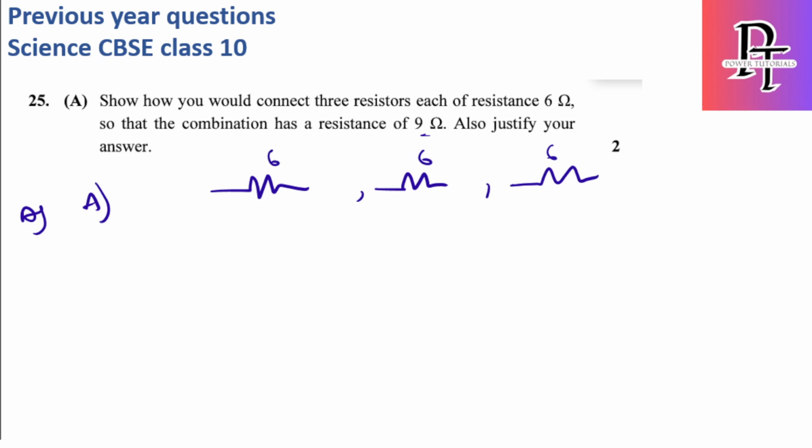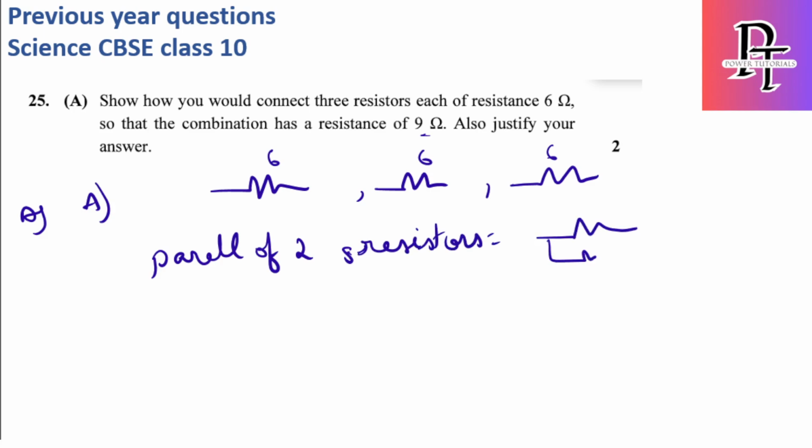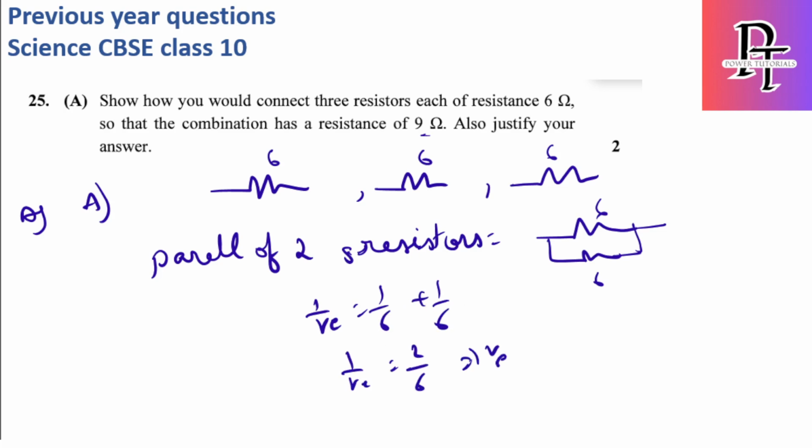So just see what will happen if two resistors are connected in series. It will become 12, but we want 9. So with two resistors connected in parallel, what will happen? Parallel of two resistors, 6 and 6. They will be 1 by 6 plus 1 by 6. So 1 by R effective will be 2 by 6. So R effective is 3.